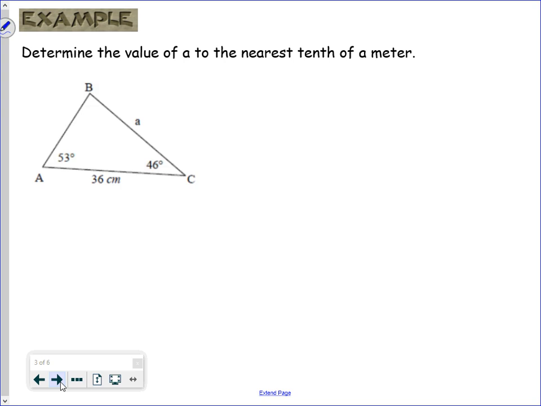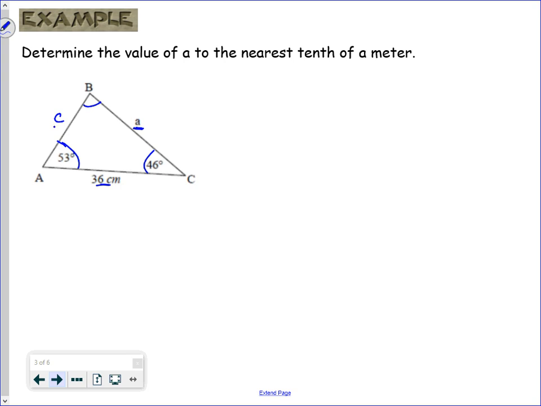In this next example, we want to determine the value of a to the nearest tenth of a meter. So lowercase a means we're working with a side. So we want to find this side here. Now we know that we have angle A that matches up with side A. But we also need either angle B that will match up with side B, or we need side C that will match up with angle C. And unfortunately, we don't have either of those. So we need to be able to find one.